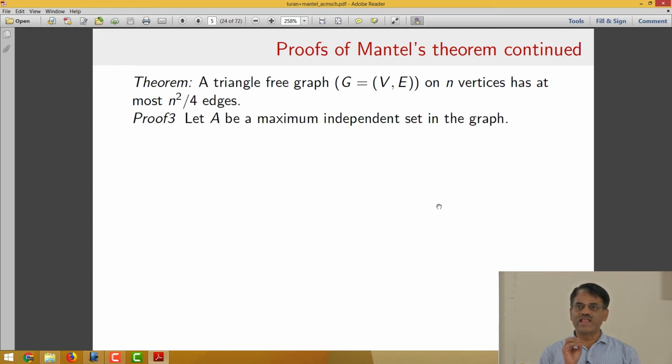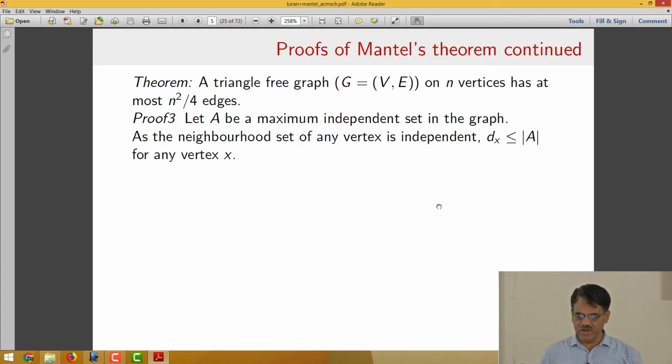What can you say about neighbors of every vertex? Take any vertex. Look at their neighbors. Can there be an edge between any pair of them? Why not? Because it's a triangle free graph. We are looking at a graph where there is no triangle. So take any vertex and look at all its adjacent vertices. They must be independent. There cannot be an edge between any pair of them. So the degree of any vertex is at most the cardinality of A. Right? Because A is the maximum independent set.